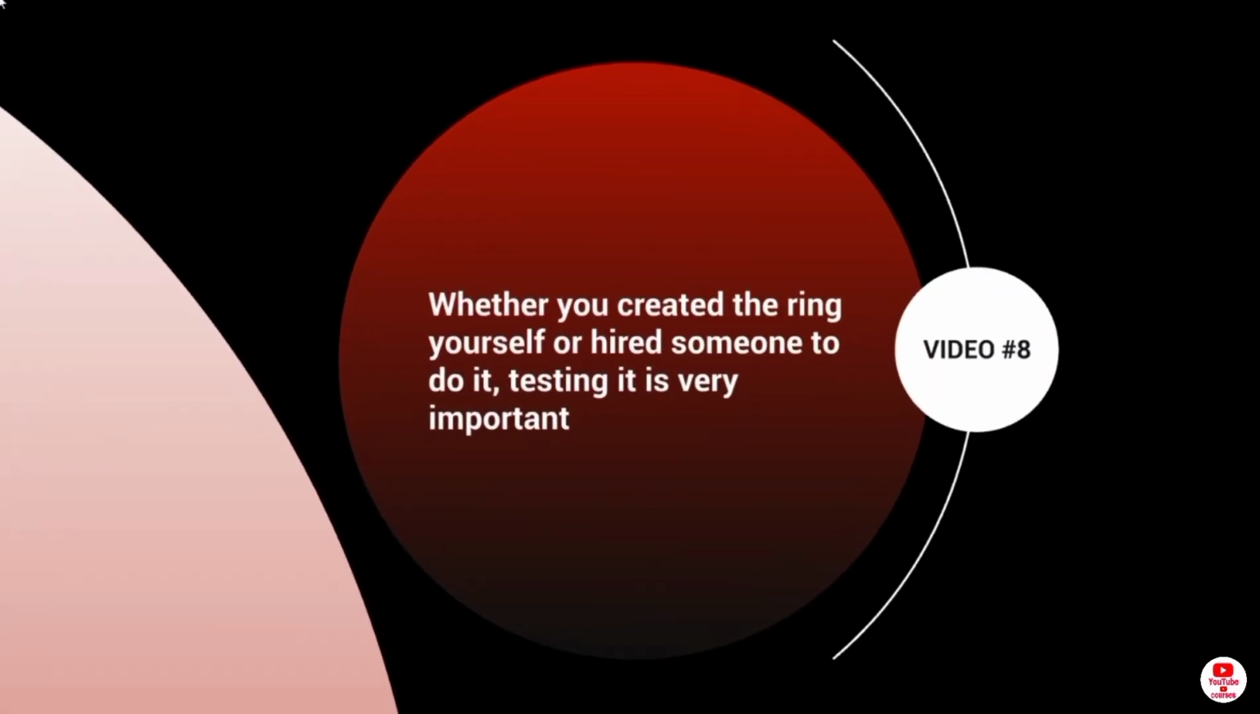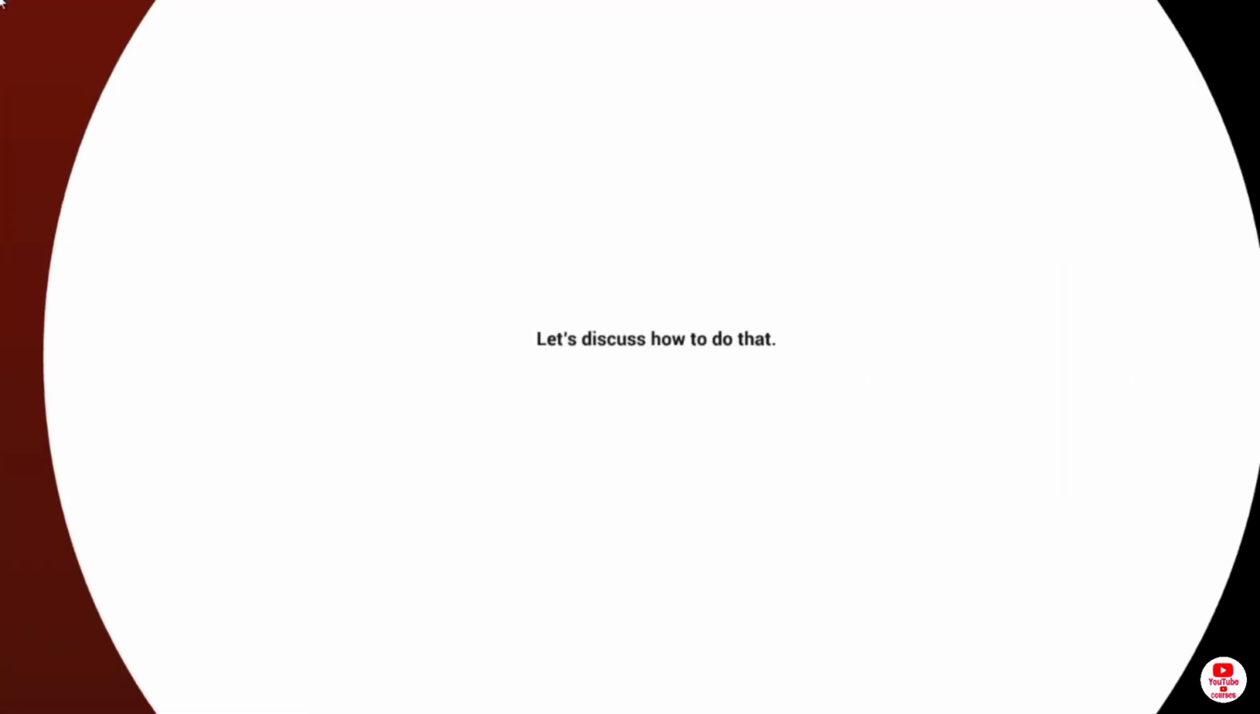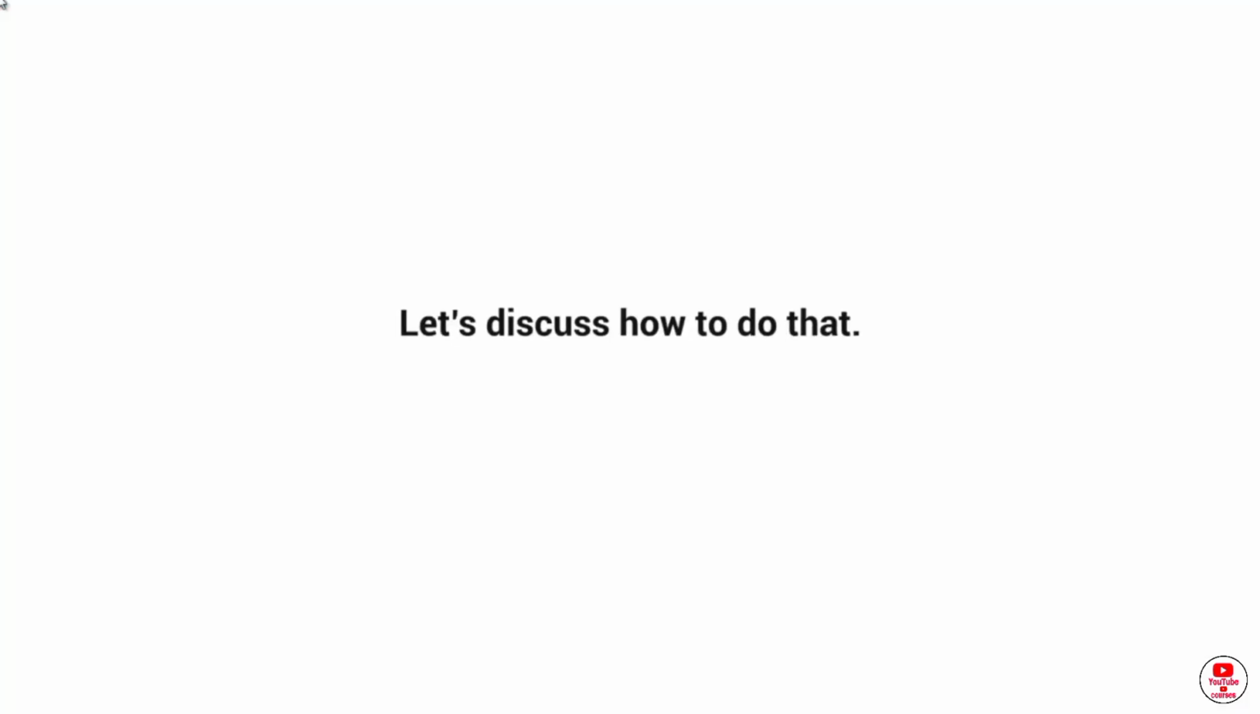So whether you created the ring yourself or you hired somebody to do it, testing is very, very important. In fact, we outsource most of our rings, but yet we still have to go back and test it out. A lot of times when these freelancers are in the mode, they'll test it out, but they're really relying on you to test it out because they can't upload a YouTube video to your YouTube channel unless they have access. And a lot of times we don't give them access for privacy and security reasons. So let's go ahead and discuss how to do that. So let's hop on back over to IFTTT and I'll show you how you need to test things out.